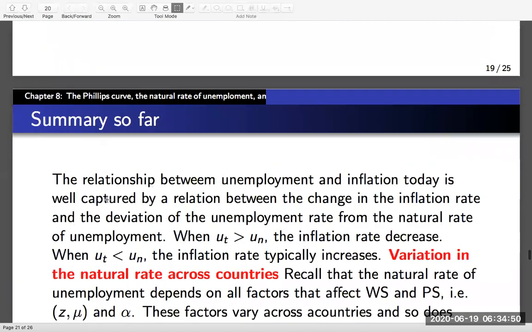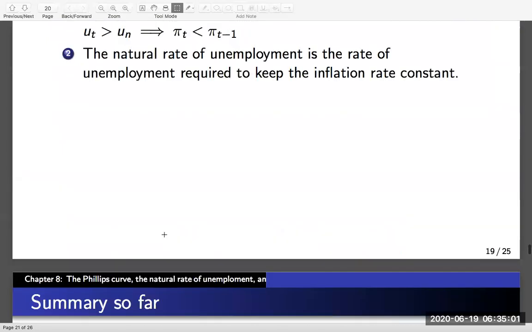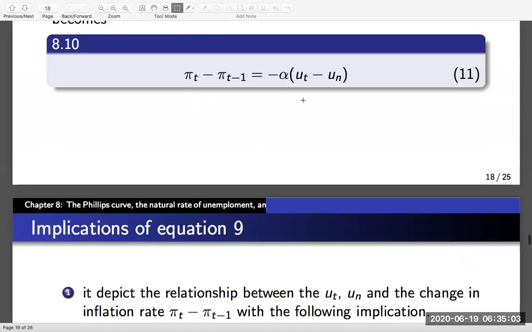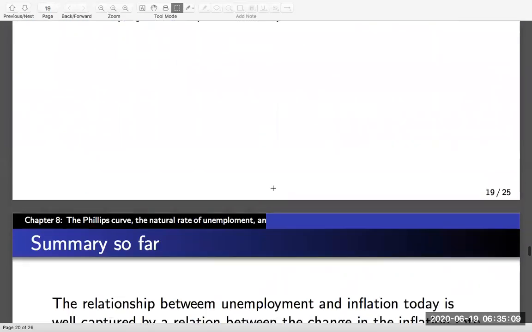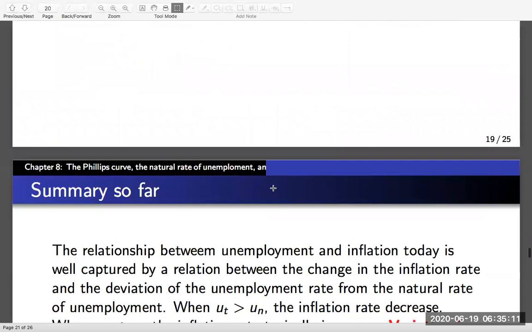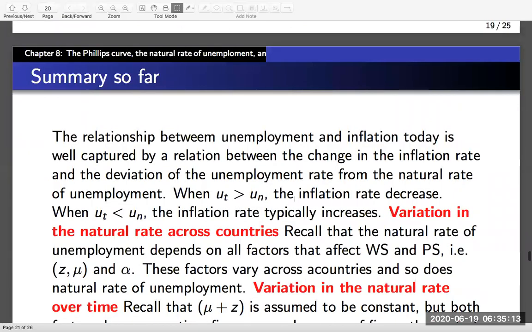So let us have a summary so far. The relationship between unemployment and inflation today is well captured by the relationship between the change in inflation rate and the deviation of unemployment. This equation captures the reality of what is happening today in the economy compared to what Solow and Phillips came up with earlier. So when unemployment is greater than the natural rate of unemployment, the inflation rate decreases.